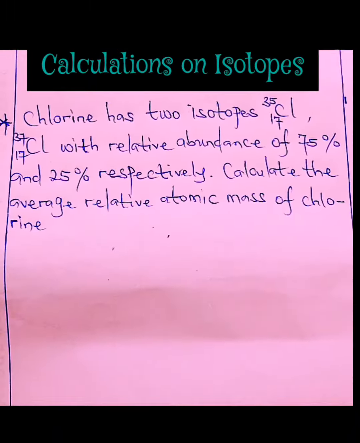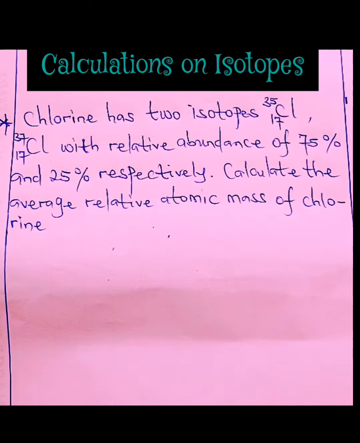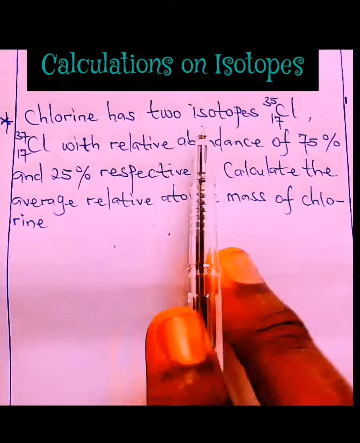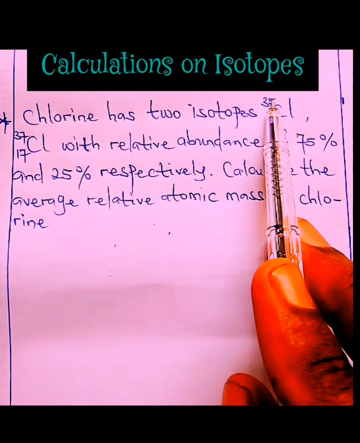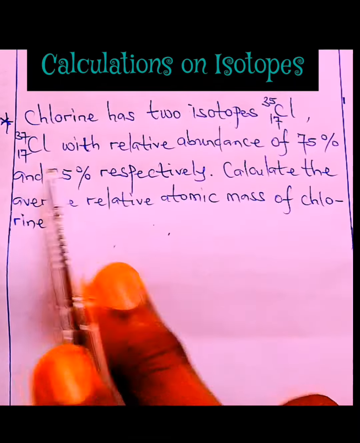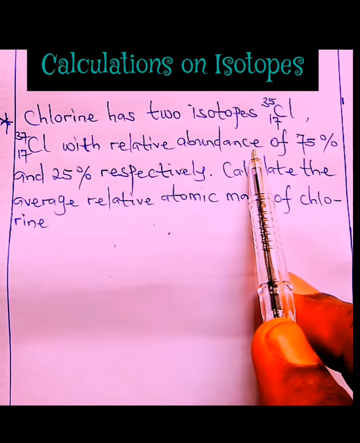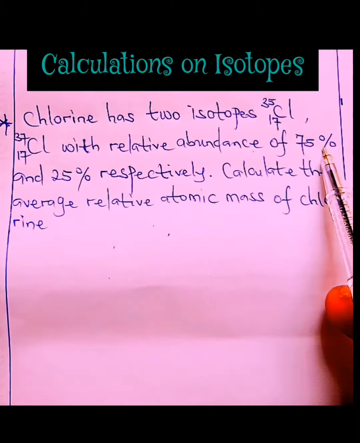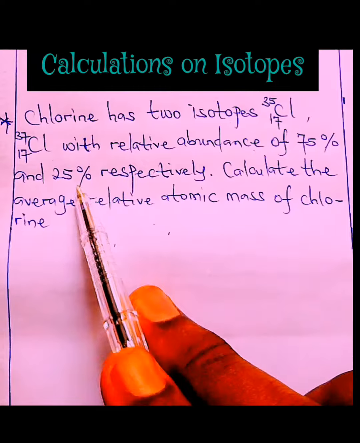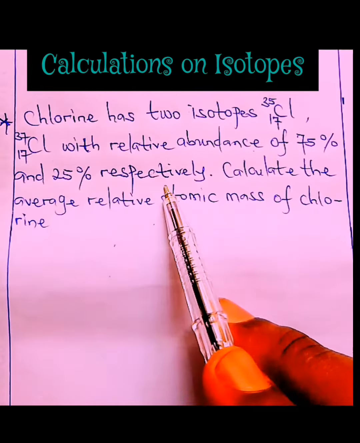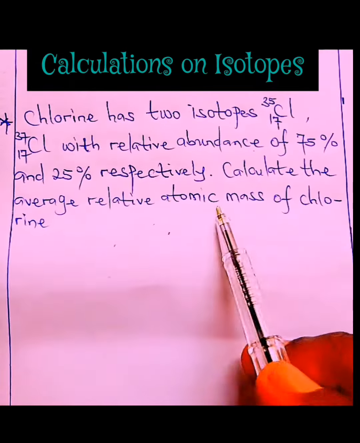Today we're going to be looking at calculations on isotopes. So here's the first question on it. Chlorine has two isotopes, chlorine 35 and chlorine 37, with relative abundance or percentage abundance of 75% for chlorine 35 and 25% for chlorine 37 respectively. Calculate the average relative atomic mass of chlorine.